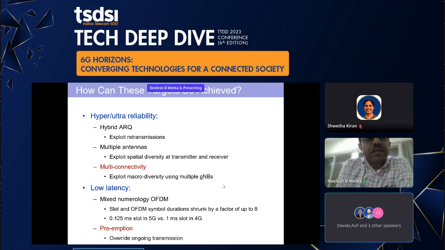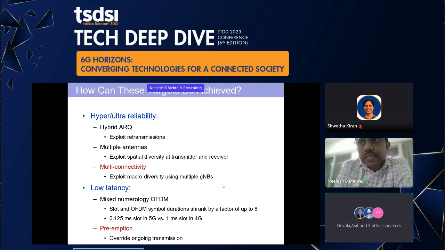So you need to really throw new techniques at it, or a combination of several techniques at it. So for example, if you look at the reliability part, be it hyper or ultra, the most natural thing is essentially retransmissions or hybrid ARQ. If your packet fails, you transmit it again and you keep doing it till your packet goes through. The second thing is essentially throw more antennas at the problem. You can use multiple transmit antennas and/or multiple receive antennas. And essentially what this does is gives you what's called spatial diversity, or essentially the fact that you have multiple paths now for the signal to flow from the transmitter to the receiver. So essentially the signal will flow so long as at least one of the paths is not blocked. That's essentially the intuition behind spatial diversity.